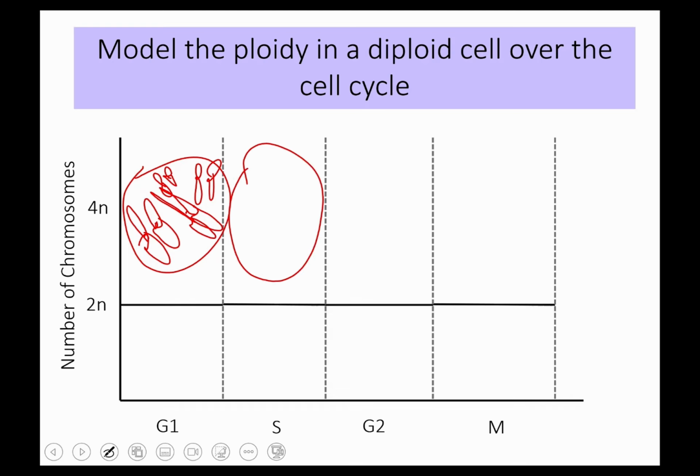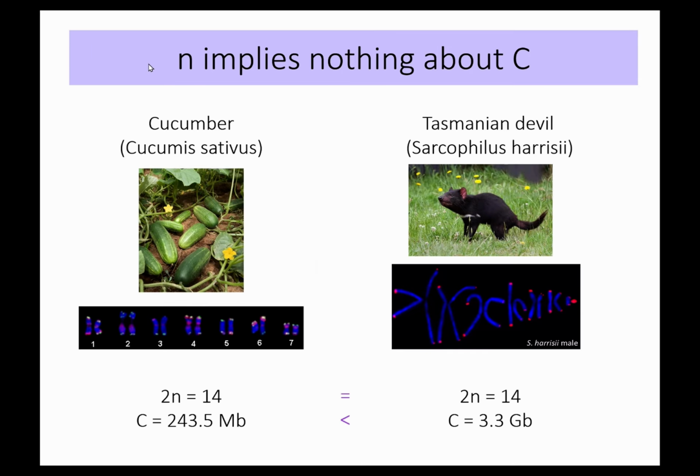Now, when the DNA replicates, take each one of these and just make them sister chromatids. Do you notice that the number of centromeres is the same? So do you still have 2 sets? You sure do. You still have 2 sets of chromosomes. That's why the ploidy doesn't change. N implies nothing about C. What this means is you can't look at the N value and go, oh, I can predict the C value.